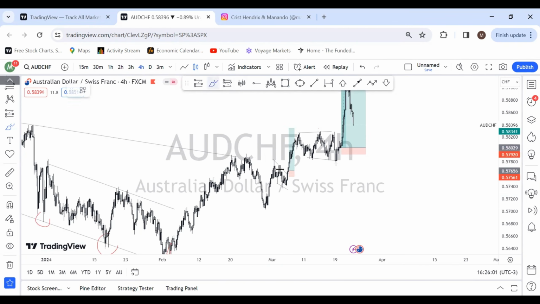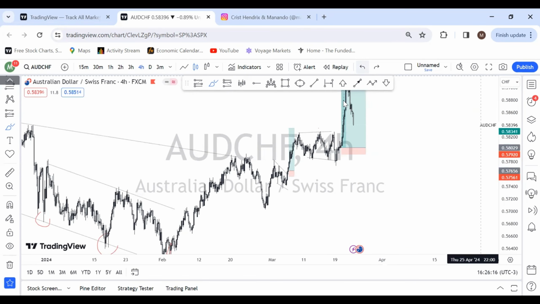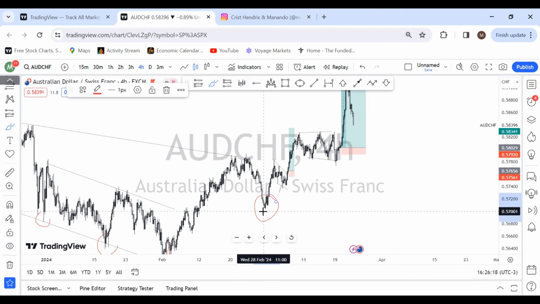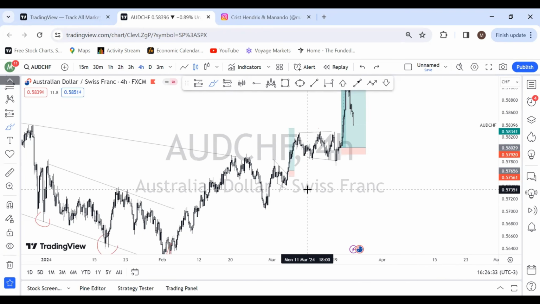But anyways, we were patiently waiting for those corrections to form for us to enter the market, because we know that the price only moves in 2 phases, which is an impulse, correction, impulse, correction, impulse. So after the pullback, you can see we had an impulse, and right there we had our first correction after this huge impulsive movement. So this correction was a very high interest point to us.